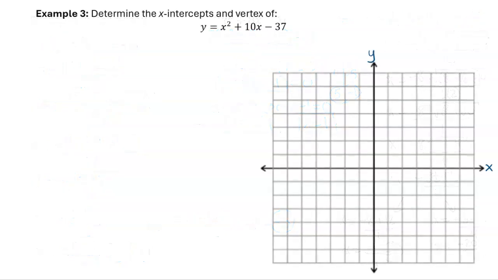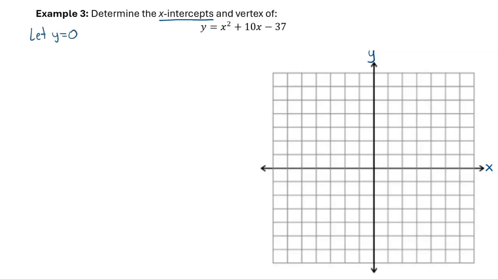Example 3 says determine the x-intercepts and the vertex of y equals x squared plus 10x minus 37. At first glance, this might look very different than the questions we've just done, but I want to show you why we've been doing the questions we've just been doing and how this actually plays out with parabolas. Because what we ultimately have here is we're trying to find the x-intercepts to begin with, and the x-intercepts are just found when we let the y value be 0.